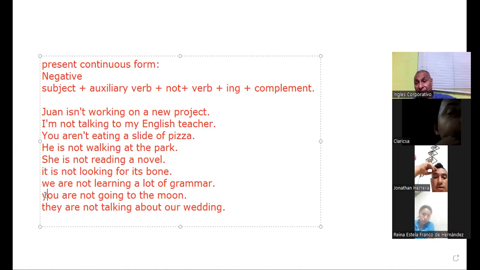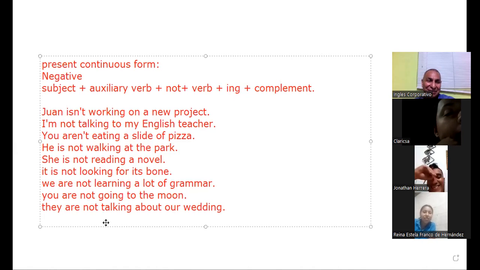They are talking about our wedding. Wedding is casamiento. Wedding. They are talking about our wedding. Sí, very good. Y acuérdense que talking es la L no suena. Talking. Talking se escribe, ¿verdad? Sí. Se pronuncia talking. Okay.